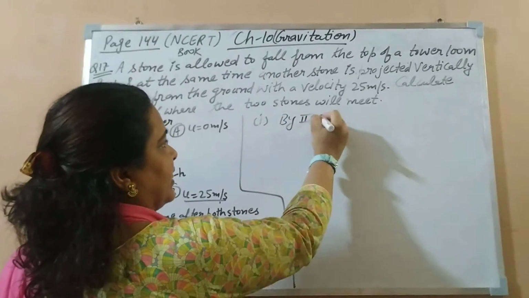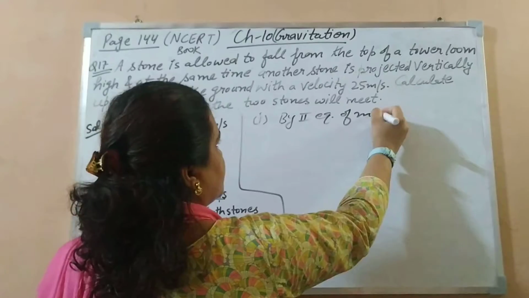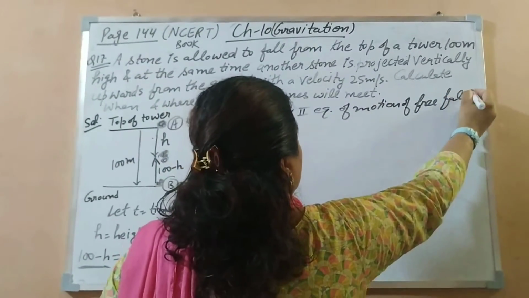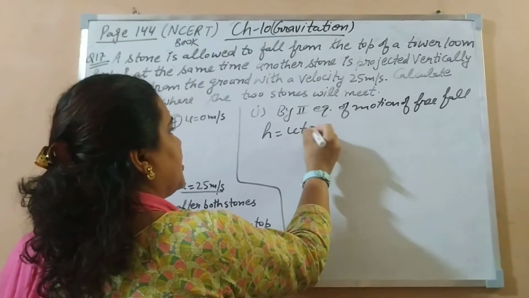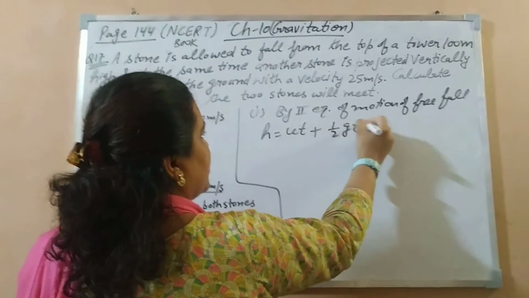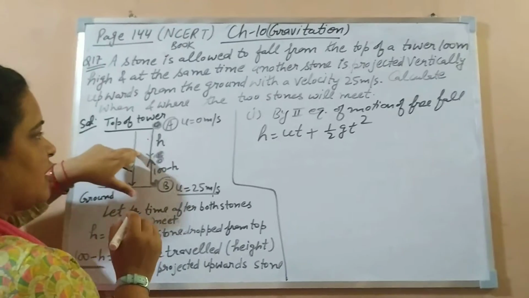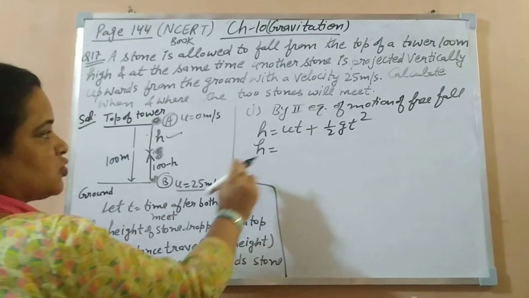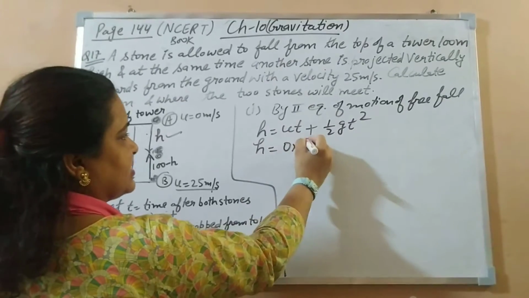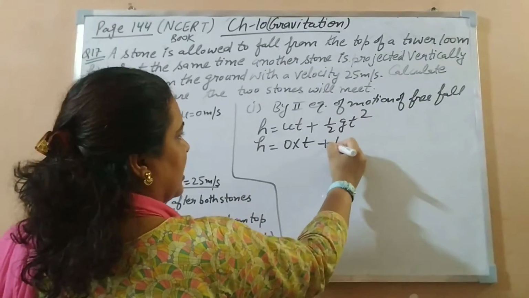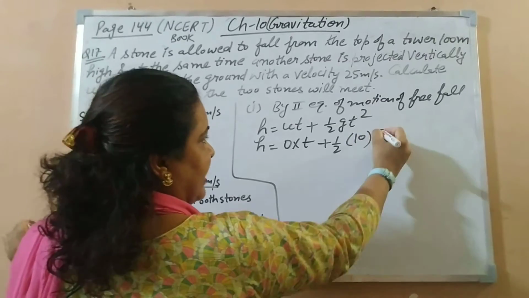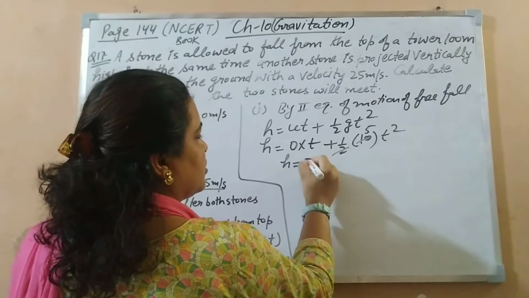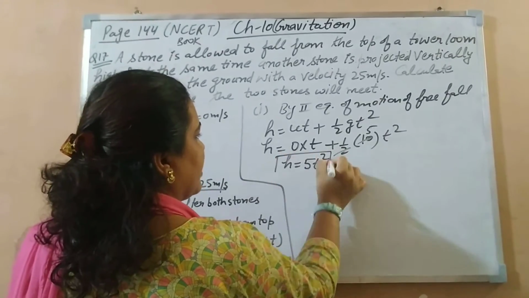By the second equation of motion for free fall: h = ut + (1/2)gt². Now the stone is coming downward, and the height we have considered is h, so we write h. What is u? Initially it is at rest, so u = 0. t we don't know. Plus half, it is coming down, so we take g = 10 and t². So h = 5t². We have got the h value.